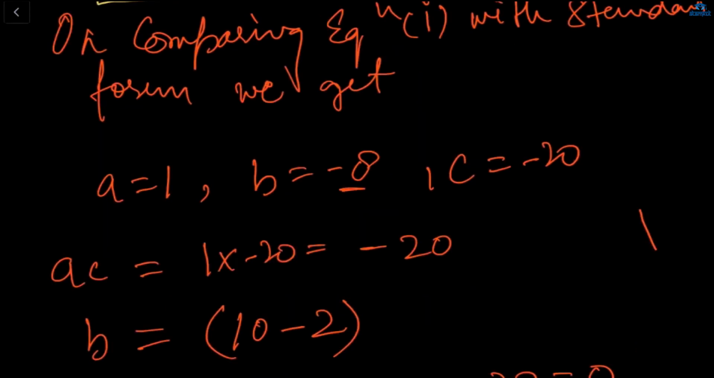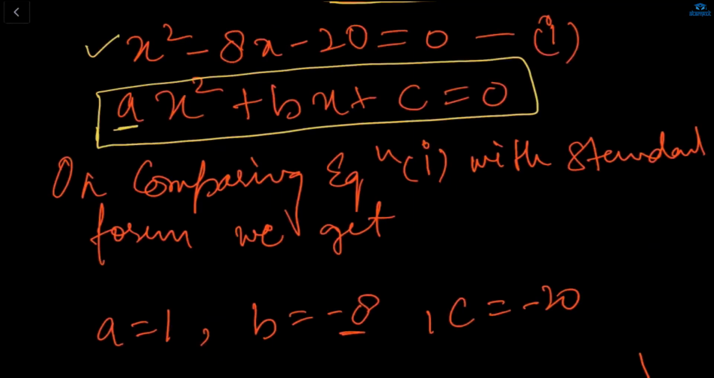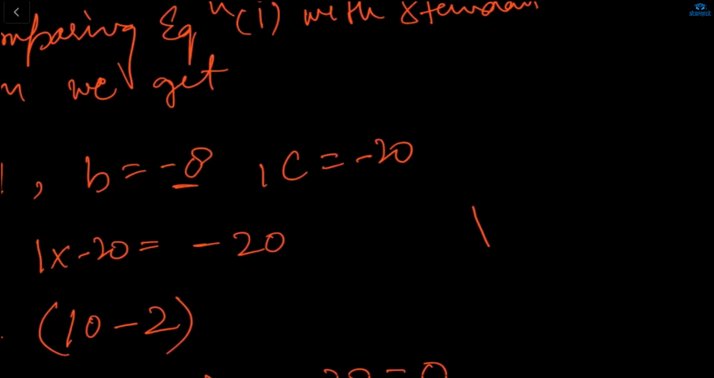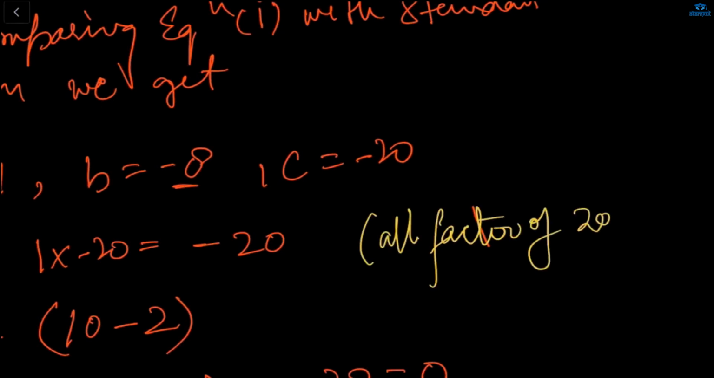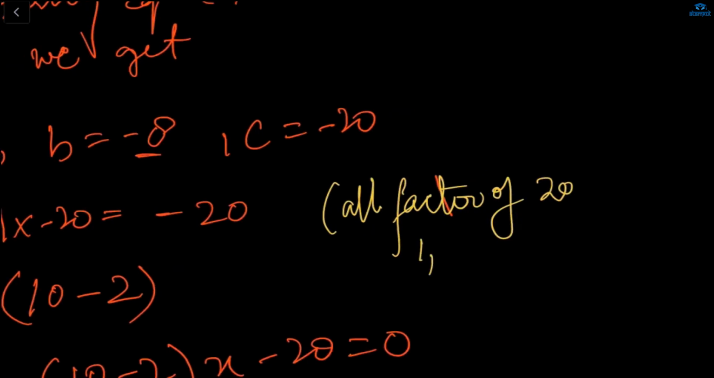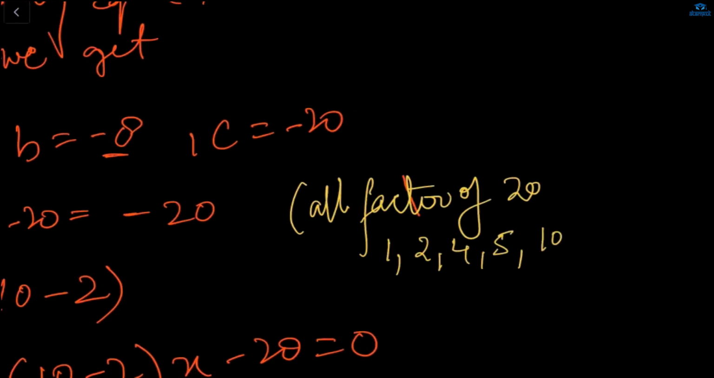Now, what you are going to do? You are going to multiply A and C. You have to find the value of AC. So we got 1 multiplied by -20 will give you -20. Now, all factors of 20. You have to find all the factors of 20. So, factors of 20 are 1, 2, 4, 5, 10, and 20. So these are the factors of 20.